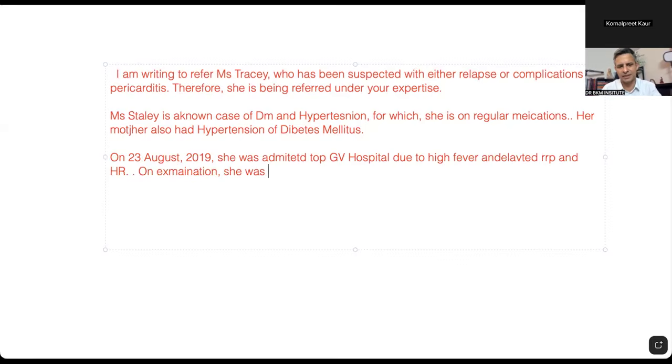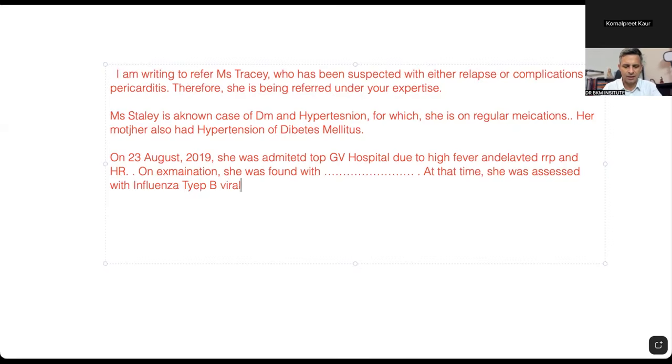always write OET letter like this. She was found with whatever finding you had. She was found with this and this thing. At that time, this is one of the best things I can teach you. At that time, she was diagnosed with, or she was assessed with. If you're not sure whether to write diagnosed or suspected, always use assessed. She was suspected with influenza type B, whatever viral, and pericarditis. Or you can say and pericarditis was revealed by ECG. That's it. Done.